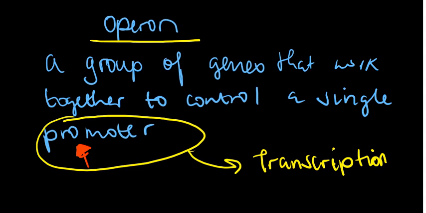So the only way the gene can be switched on or switched off is by controlling the starting point. These genes may be expressed, or rather transcribed and translated together, and the protein products may have related functions. Don't worry about that, we're just going to look into it in more detail.